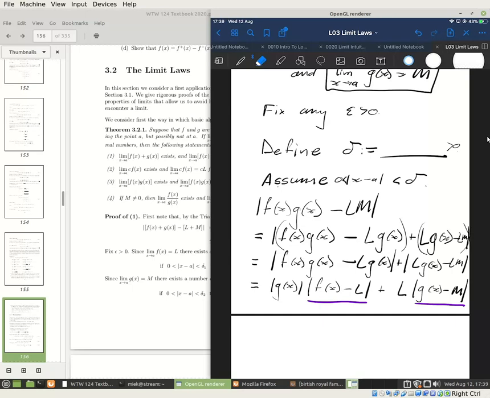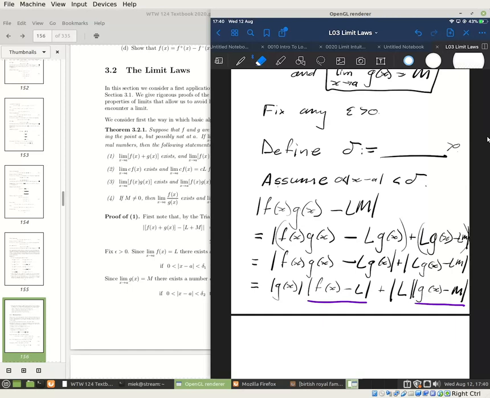So let's see, how can we do this? There is something wrong here. Here I made a mistake. This should be absolute value of L. L could be negative.